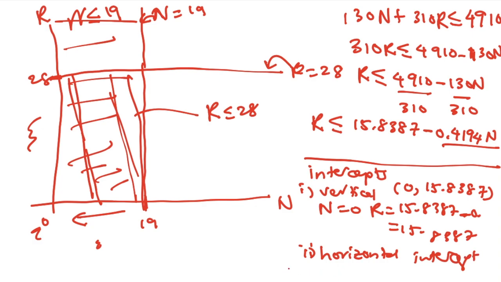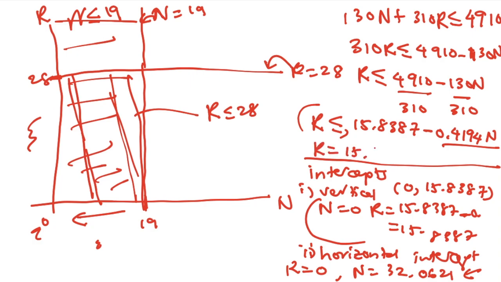The horizontal intercept is where you set r equal to 0. When you set r equal to 0, you calculate the same way using this equation. Then you get n equivalent to 32.0621. You have to show how to get 32.0621. Here I just jump it because I expect you know already how to find it. Basically, to find the intercept I made r equal to 15.8387 minus 0.4194n.